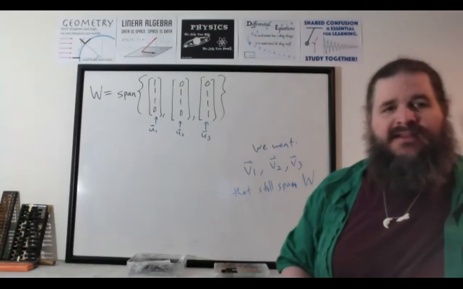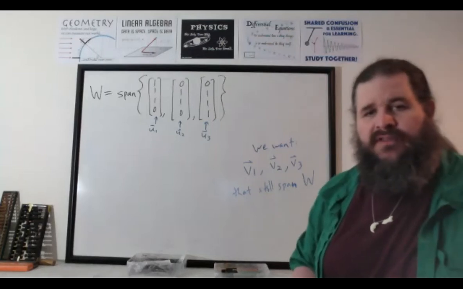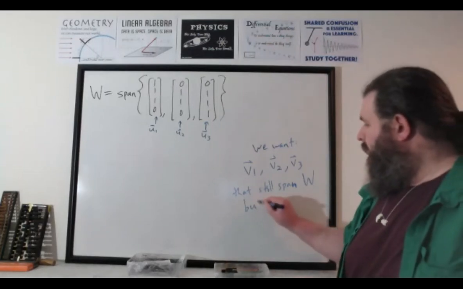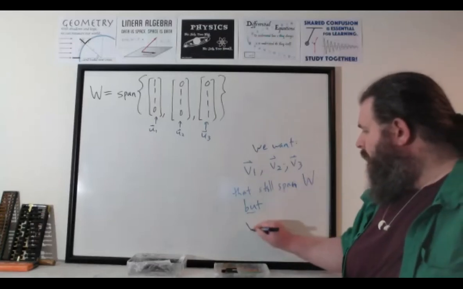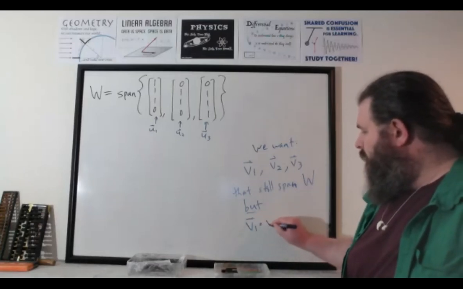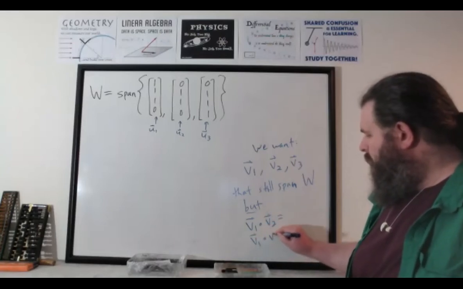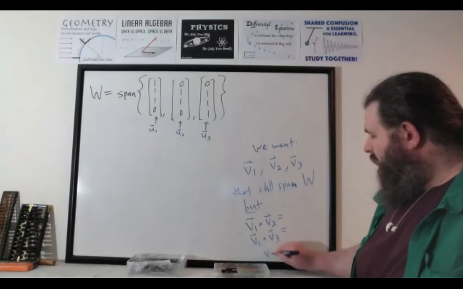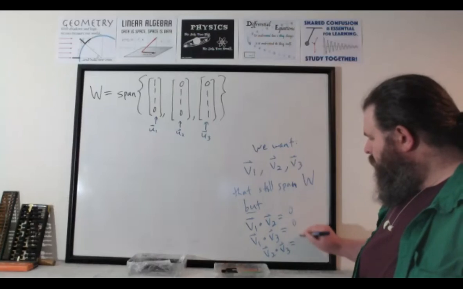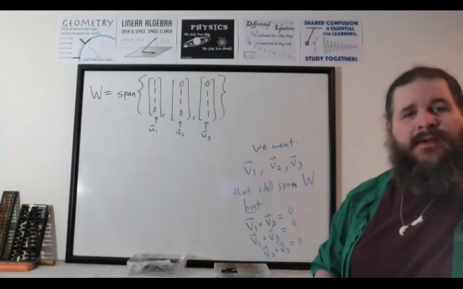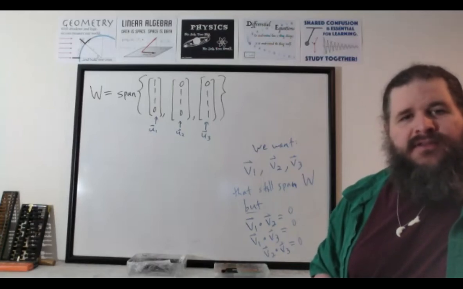That is, we still want them to contain all the same information. We want to be able to build all of the same vectors with linear combinations, but we want them to all be orthogonal. That is, any pair of them, like V1 and V2, V1 and V3, and V2 and V3, we want all those dot products to be 0. In other words, we want them to be orthogonal to each other, perpendicular. Any questions on that so far?